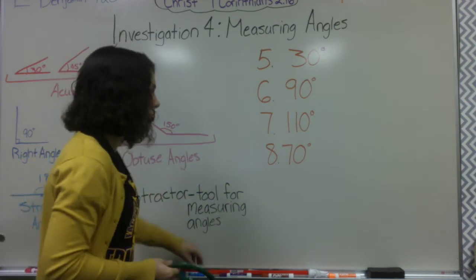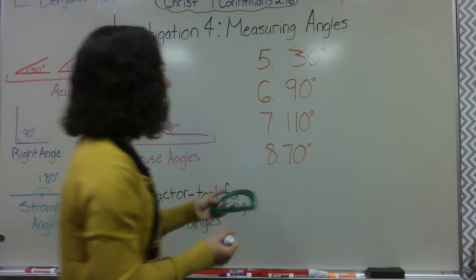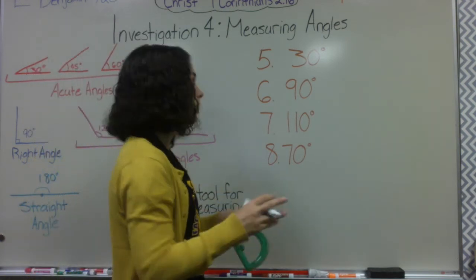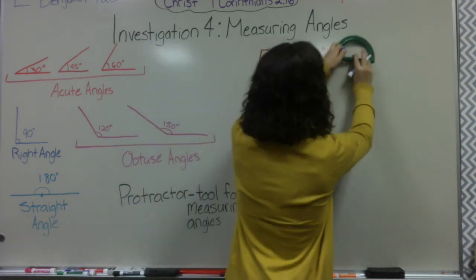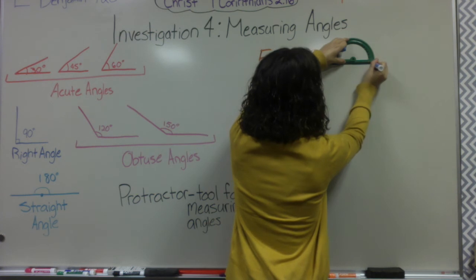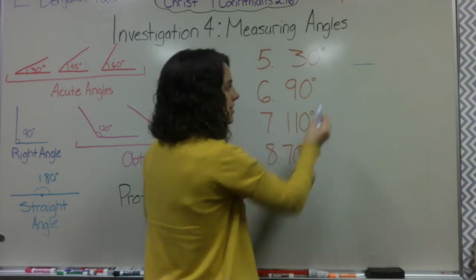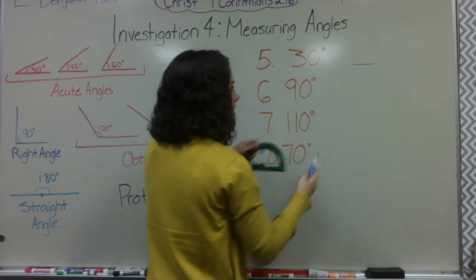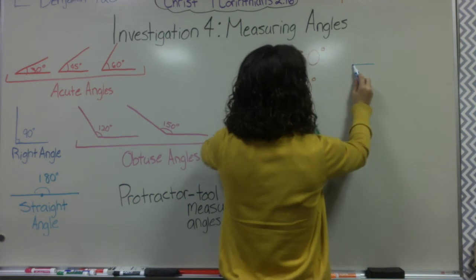So I'm going to show you how I do it. You're not going to be able to see the numbers, but I'll show you on the board. So for a 30-degree angle, first I'm going to just start drawing a horizontal line. So I have my horizontal line, or my segment, and I'm going to draw another segment that creates a 30-degree angle. So my vertex I'm going to put right here.